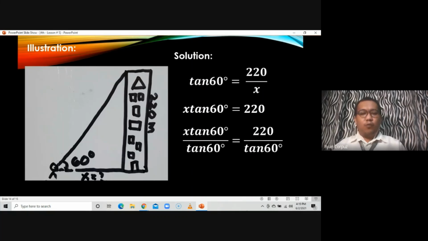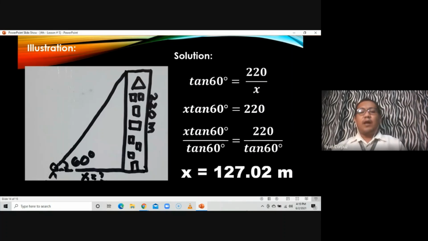So if you followed what I asked you to press on a scientific calculator, you'll find out that the value of x is 127.02 meters. So ganun pa kalayo yung observer na yon doon sa building. That is 127.02 meters pa ang layo niya dun sa building. So, that is how we answer problem number 5.